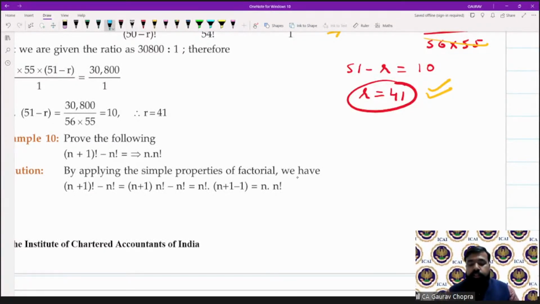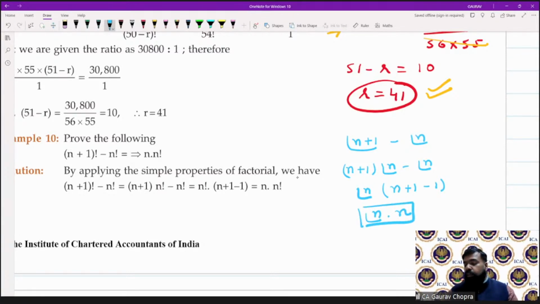Then there is one easy question, example number 10. Factorial (n plus 1) minus factorial n is how much? If we open factorial (n plus 1), it will be (n plus 1) into factorial n, minus factorial n. So we can take factorial n as common. What is left? N plus 1 and minus 1. So 1 and 1 will get cancelled. Therefore, the result will be factorial n multiplied by n. So this will be the final result.